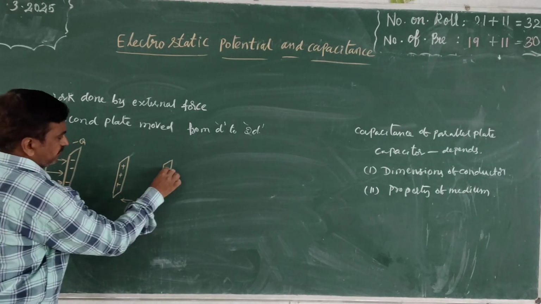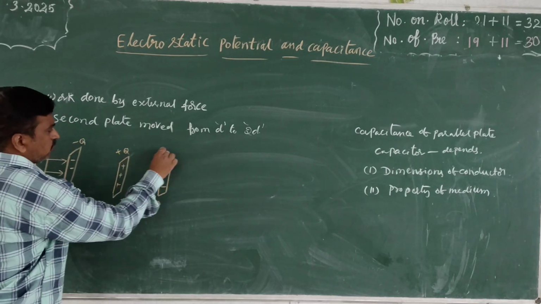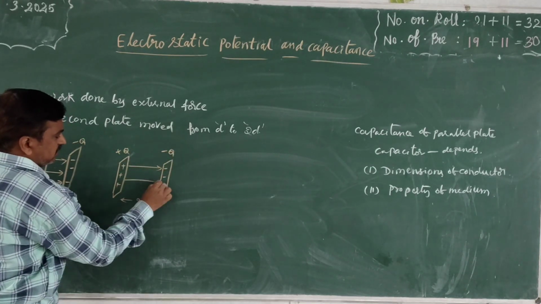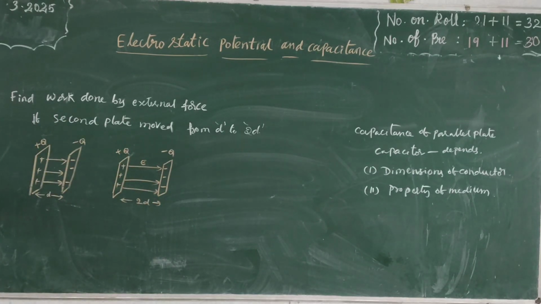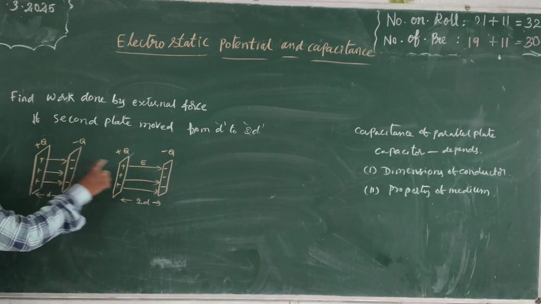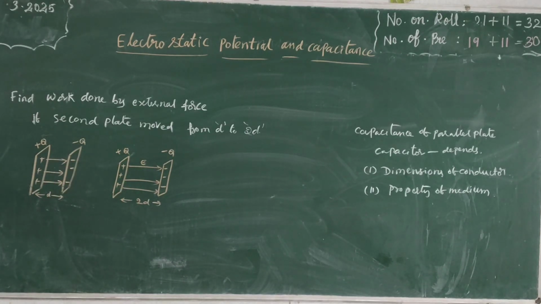Here plus q, here minus q, electric field lines. Here we want to find the work done by the external force in moving the second plate from distance d to 2d. What is the work done? Work done means force into displacement.